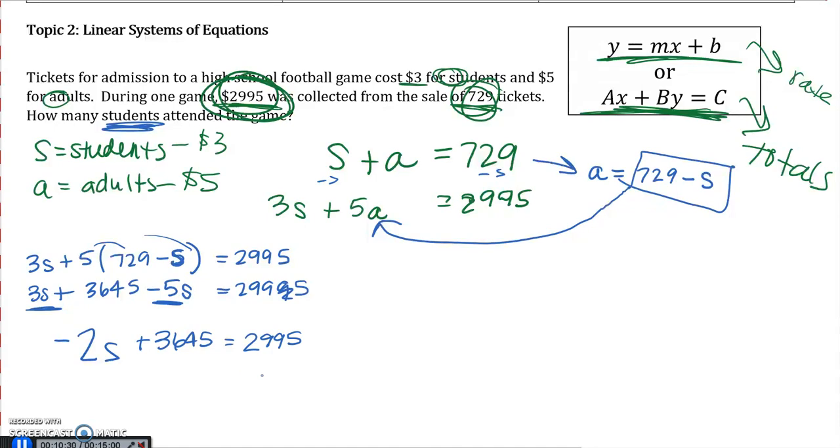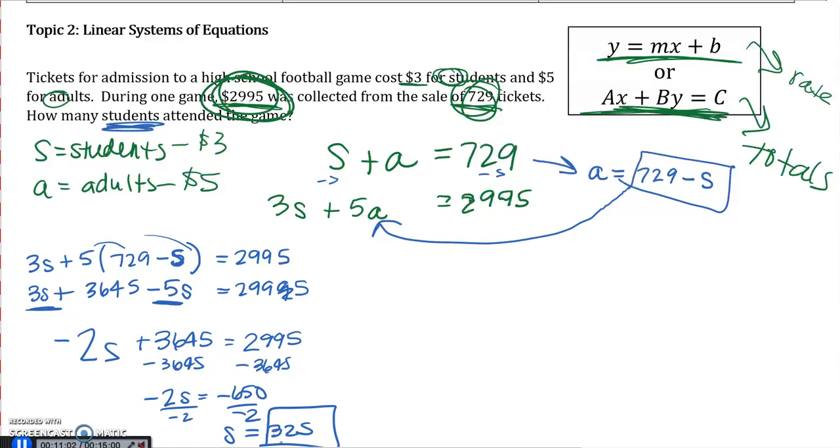I'll move the 3,645 to the other side by subtracting it. And I get negative 650. So the number of students, negative 650 divided by negative 2 is 325 students, which is a lot.